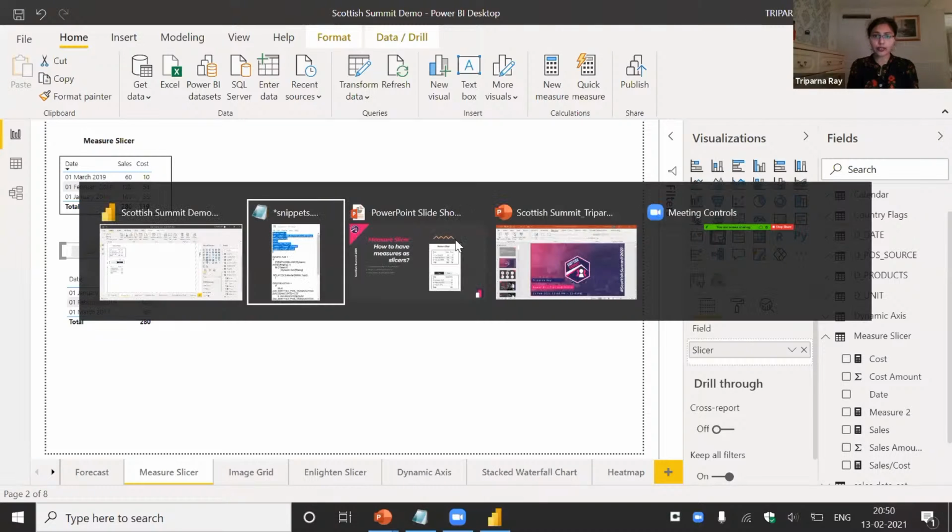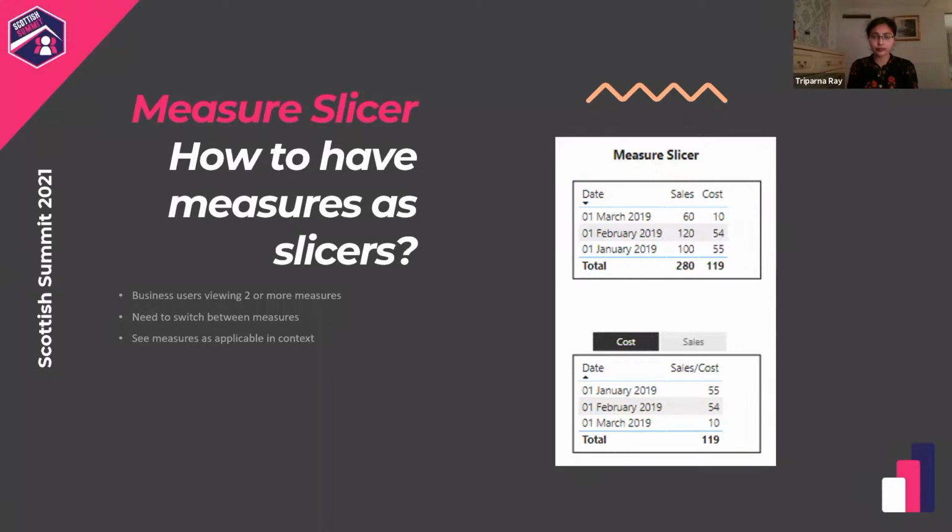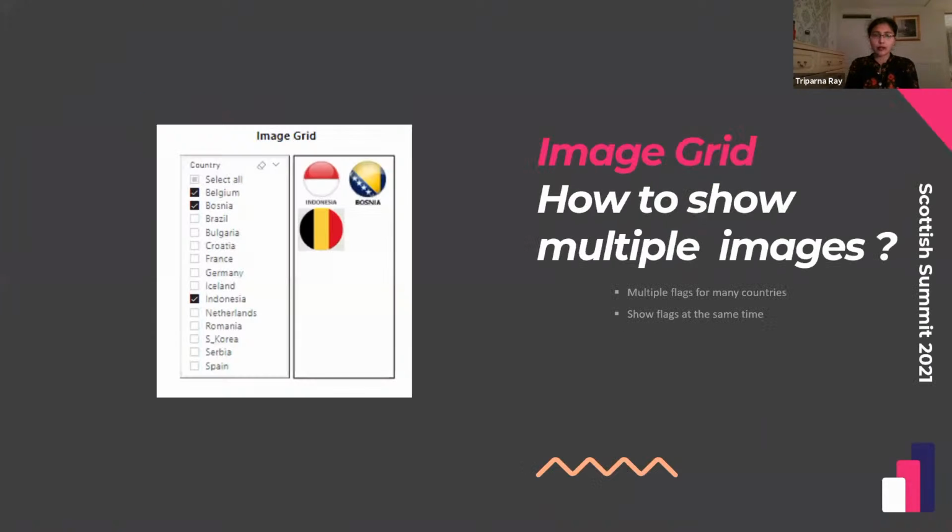Now let's move to the next, image grid. Image grid is something that is really useful. For example, we have a scenario where we have a dashboard again for multiple countries. And for multiple countries, we will have the flags for the multiple countries to be shown. And it has to be shown dynamically.